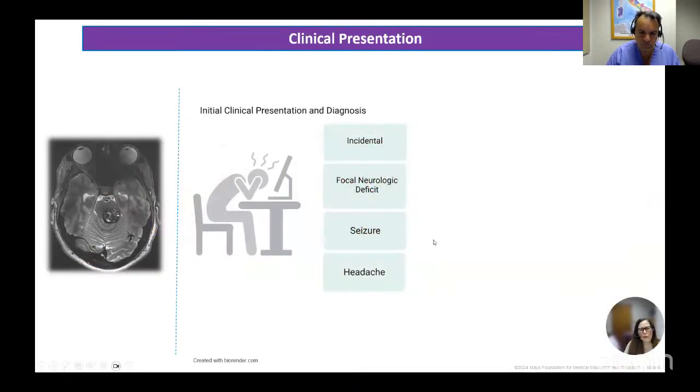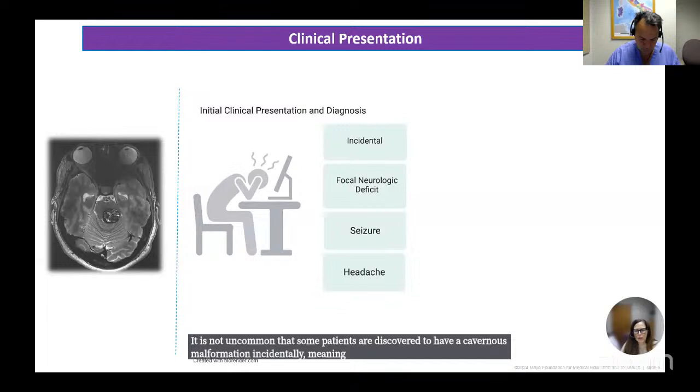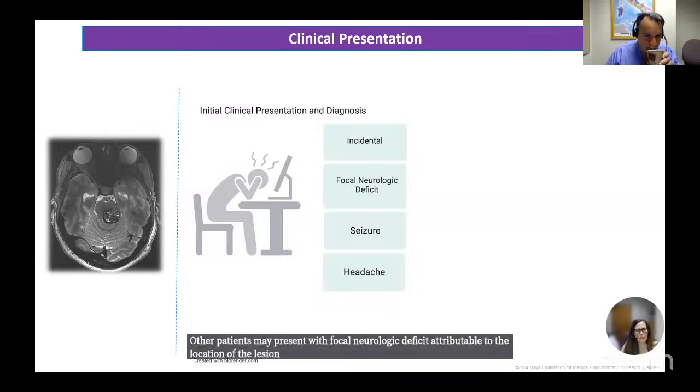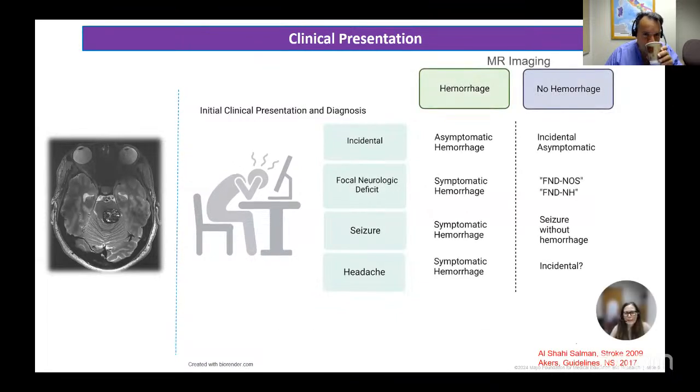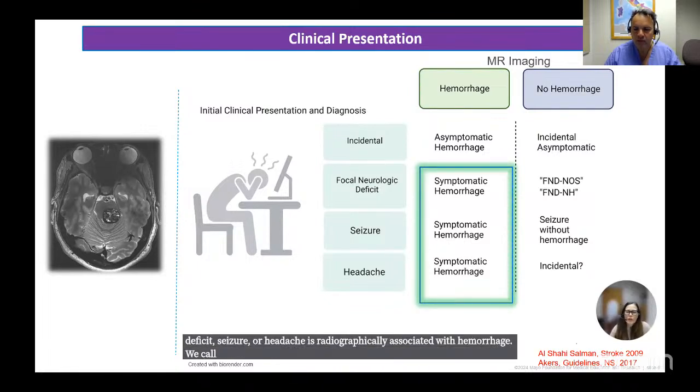It is not uncommon that some patients are discovered to have a cavernous malformation incidentally, meaning the symptoms are not related to the cavernous malformation. Other patients may present with focal neurologic deficit attributable to the location of the lesion, seizures, or headache. If the deficit, seizure, or headache is radiographically associated with hemorrhage, we call it a symptomatic hemorrhage.